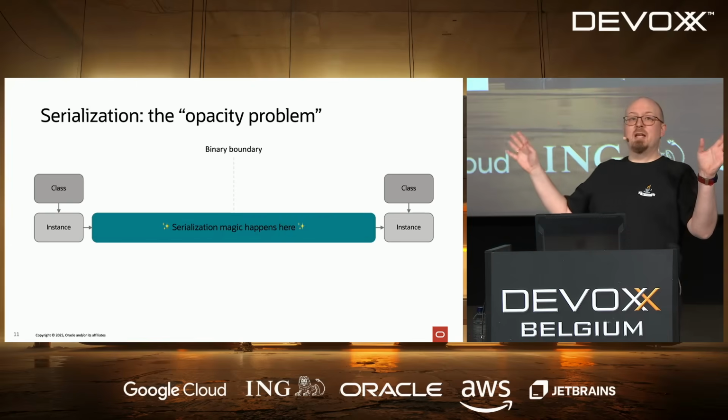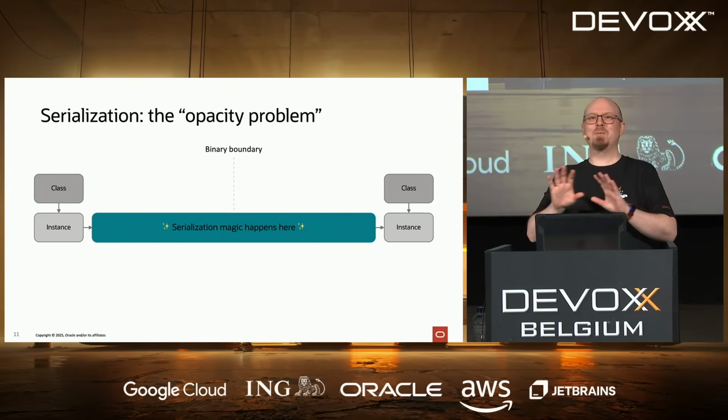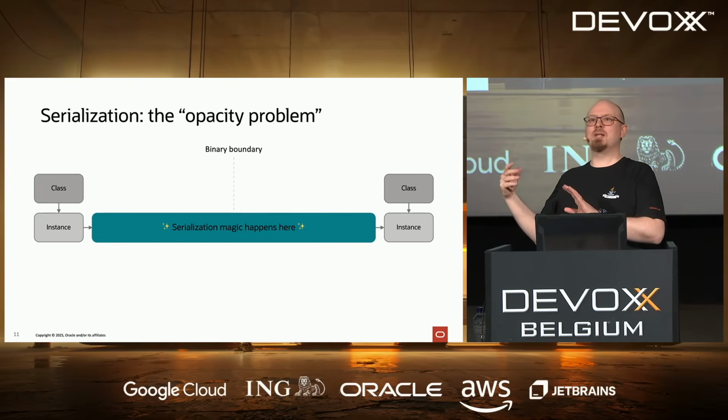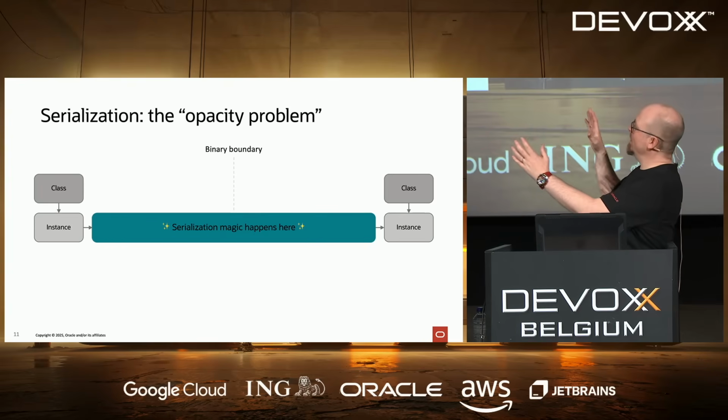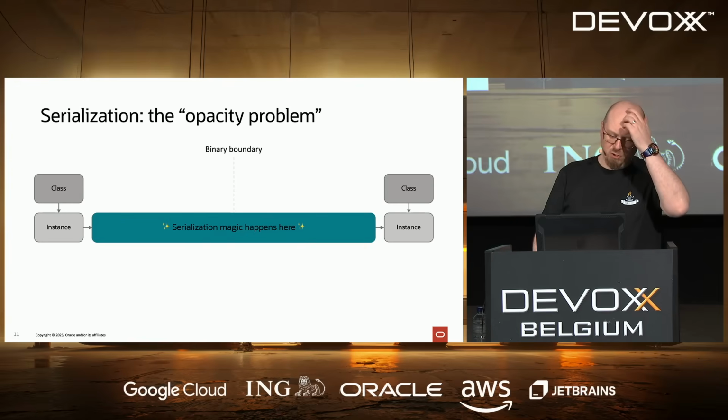But for me personally, I see the instance, and then when I put it in writeObject, it sort of goes away, and I can't see what's going on. And then on the other side, I'm just reading it. So it's pretty difficult to figure out what's going on in there. It's pretty opaque.